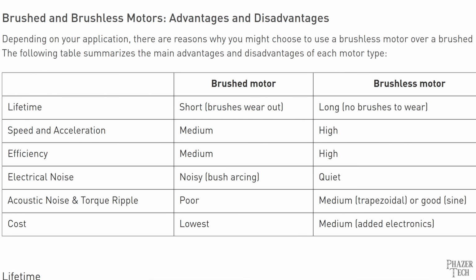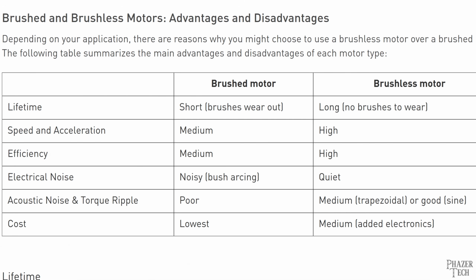But some advantages of brush motors is that they're simple to build and are very affordable. They also offer very high starting torque, which might be necessary in certain applications. They're also easy to control, since all you need to do is apply a voltage with 2 wires.